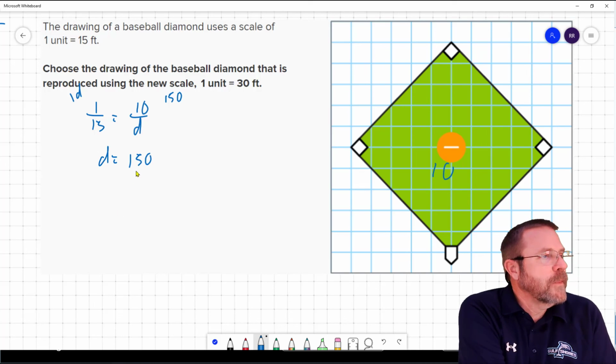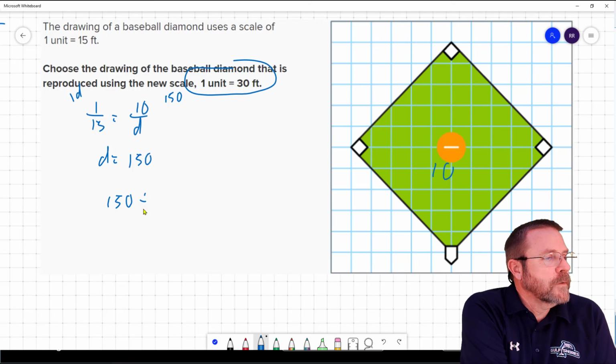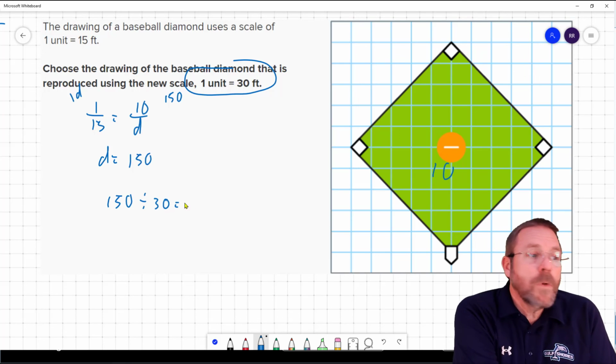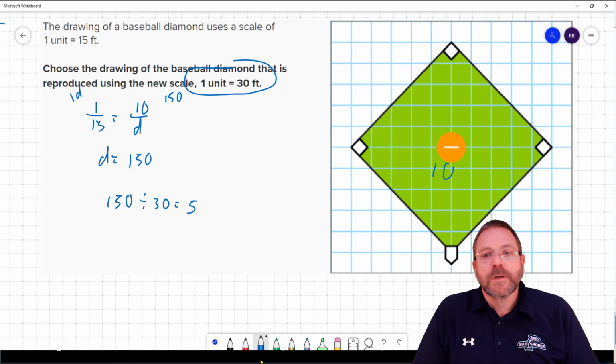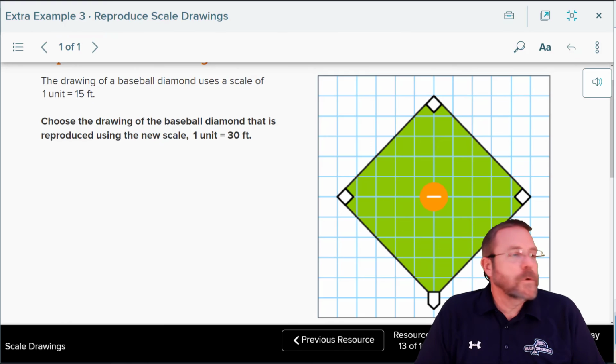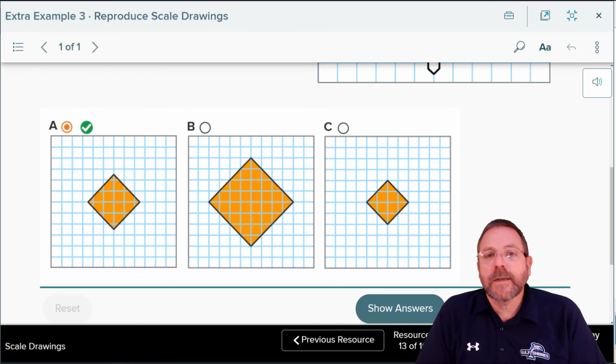Now we're going to take that and divide it by the 30. So 150 divided by 30 means that our new scale drawing is actually going to be smaller than the old one. It's only going to be 5 units across. Jump back over here to where our problem sheet was. Scroll down. This one here is 5 units across. That one is like 8. This one is 4. A is the only correct answer.